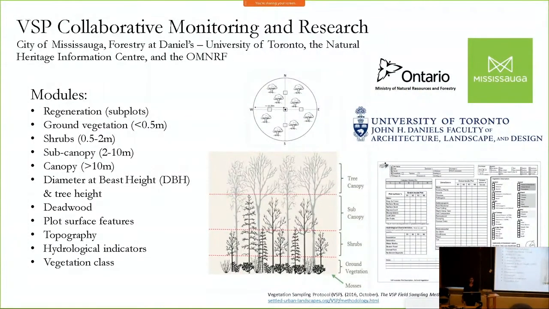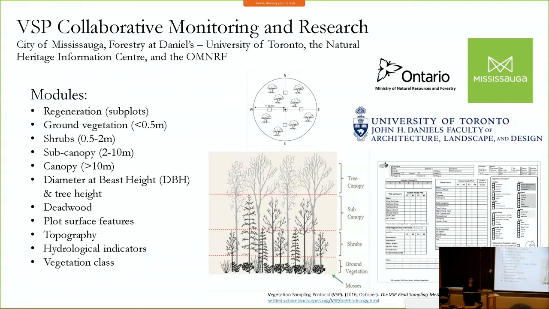Okay, so my internship was in Mississauga, and this was part of the VSP Collaborative Monitoring and Research Project that Danijela's team is undertaking in partnership with the Ministry of Natural Resources and various municipalities around the GTA. For my internship, I did it in Mississauga, where they're currently doing the inventory of their woodlands.